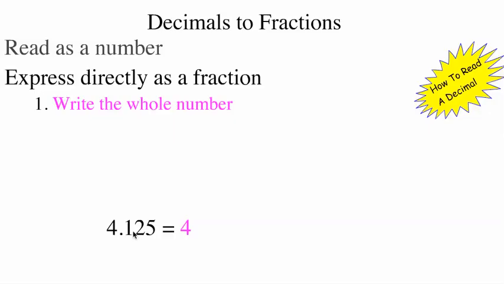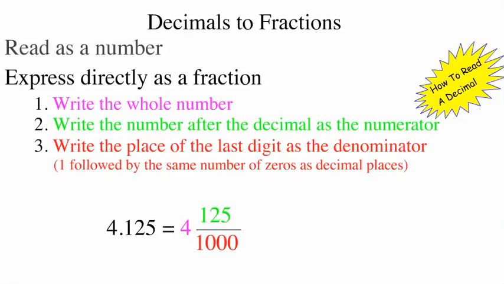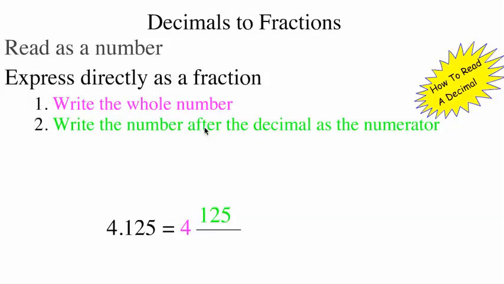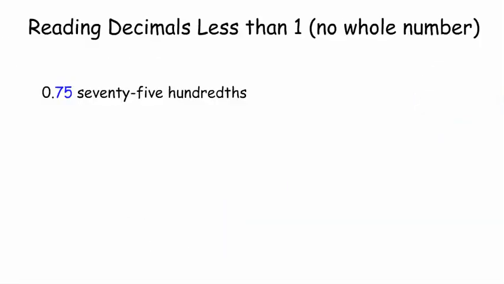Here we have 4.125, okay, so write the whole number, 4, and then the decimal place is "and", 125, last decimal place, thousandths. Okay, step 2, write the number after the decimal as the numerator, okay, so 125, and then write the place of the last digit as the denominator. So last decimal place was thousandths, so write 1,000 as the denominator.